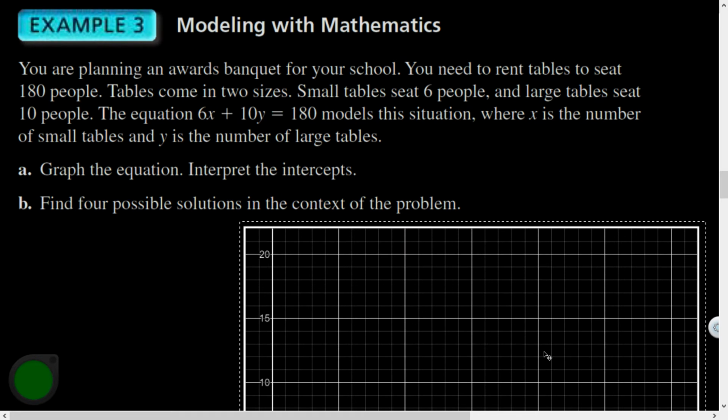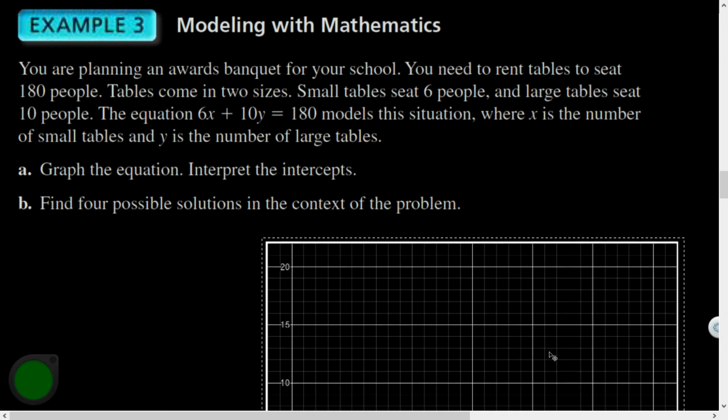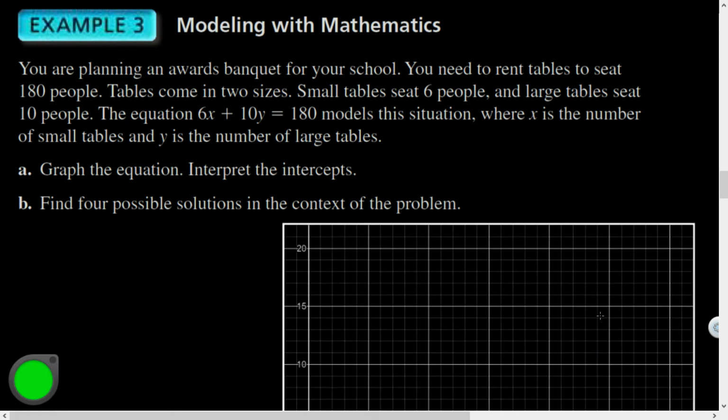Hopefully our coordinate plane is sufficient. All right, so here it says you need to rent tables to seat 180 people. The tables come in two sizes. Small tables seat 6 people, and large tables seat 10 people. Here's our equation, 6x plus 10y equals 180, which models this situation.